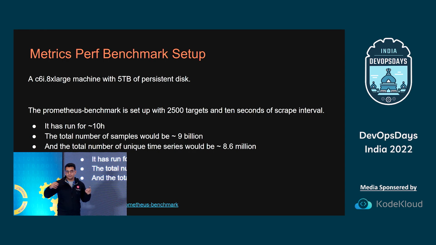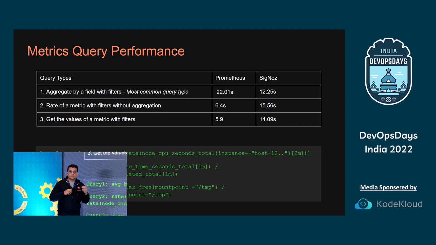The total number of samples was around 9 billion. The number of time series that we stored was 9 million. And we had some sort of query performance there, right? So we just wanted to compare with Prometheus, like how it went. VictoriaMetrics is a whole different story altogether.